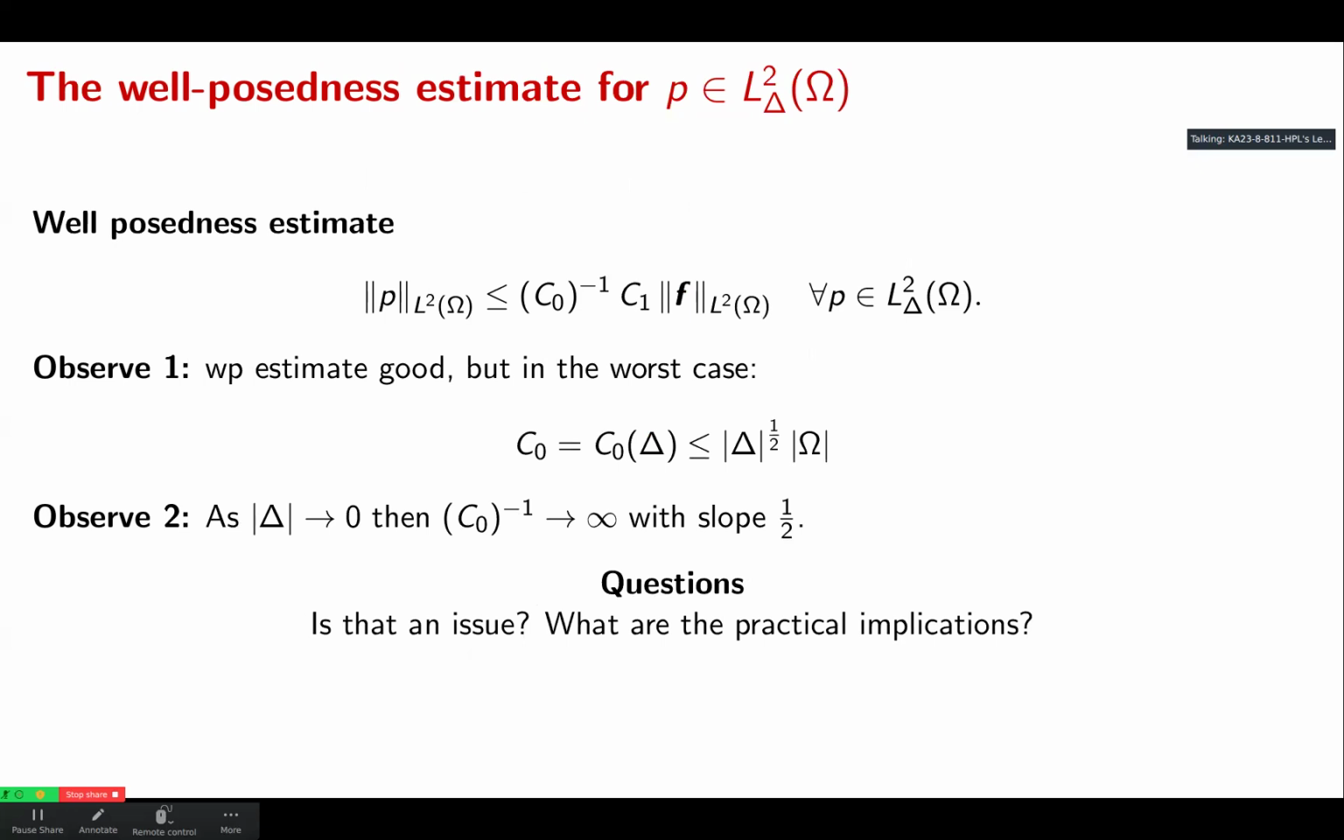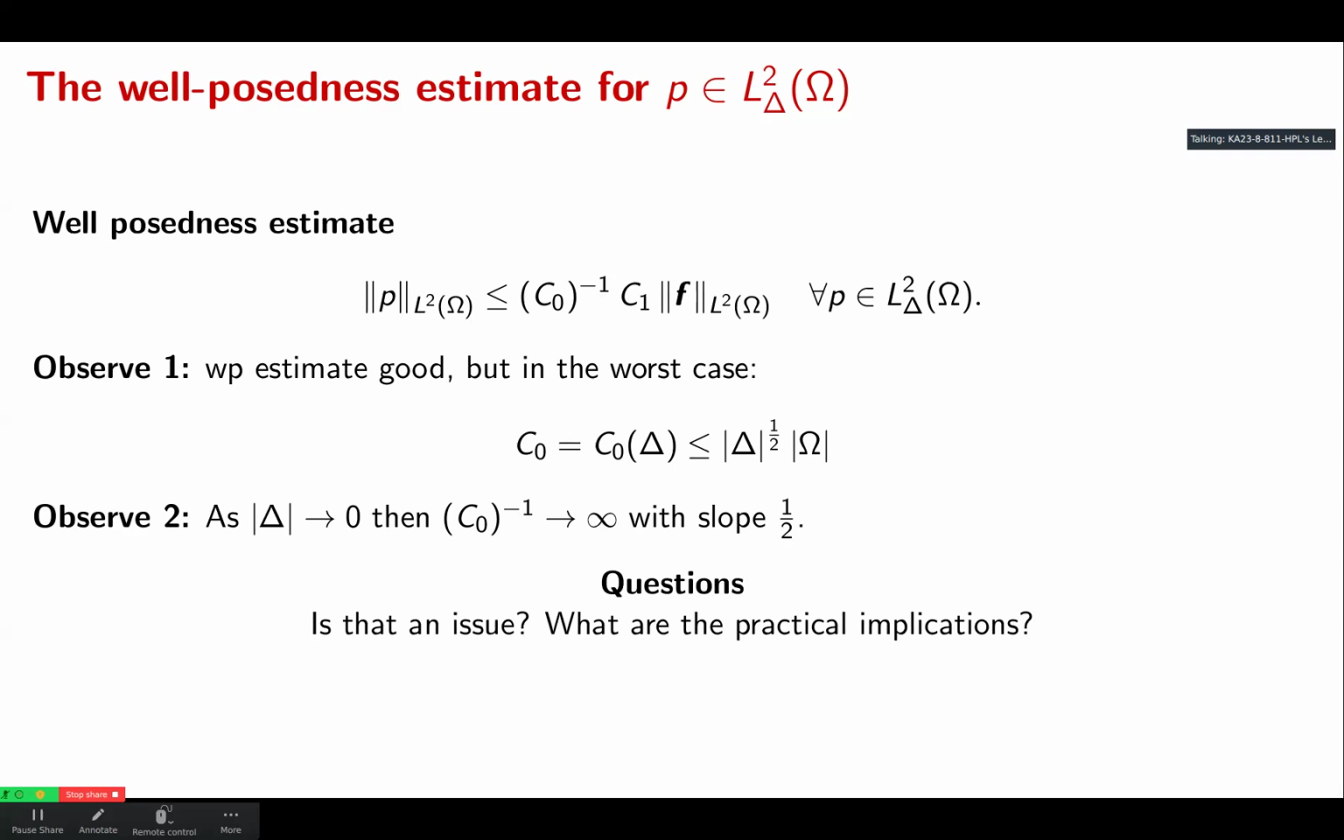But in the end, we derived a well-posedness estimate. So let's make the following observation. This estimate is good, but in the worst case, this C0 actually depends on the delta. It depends on the volume of the delta, and it depends on that in a bad way.